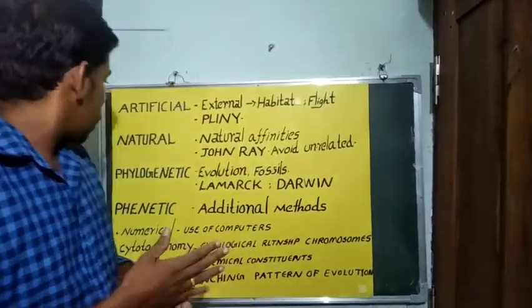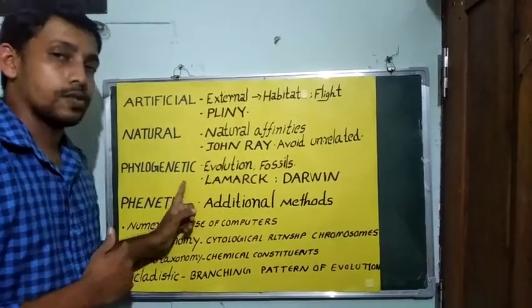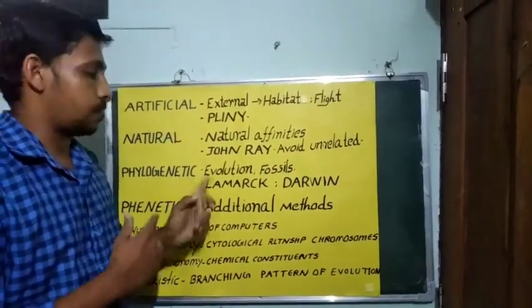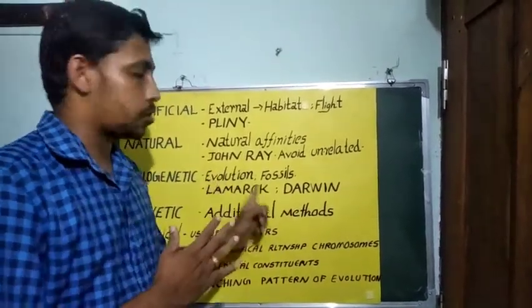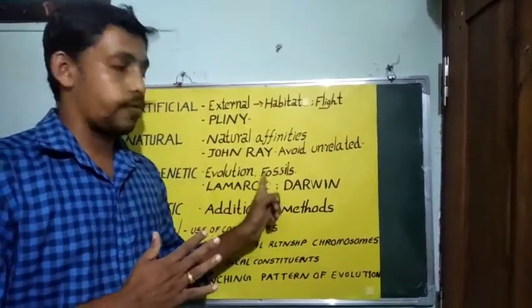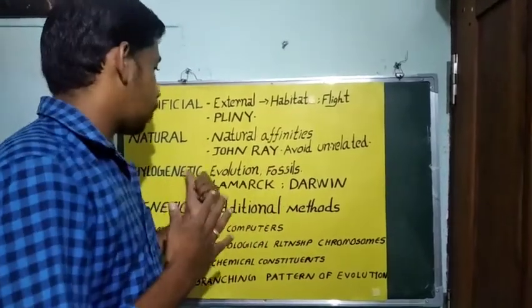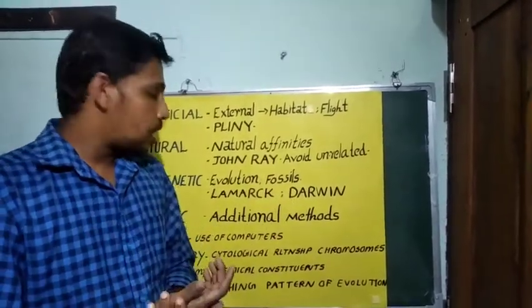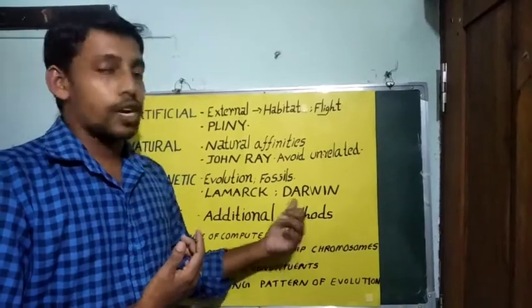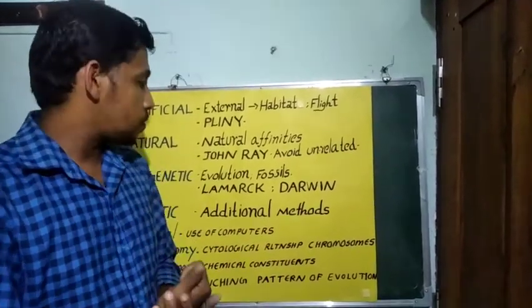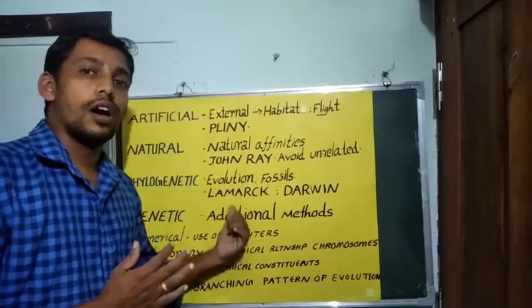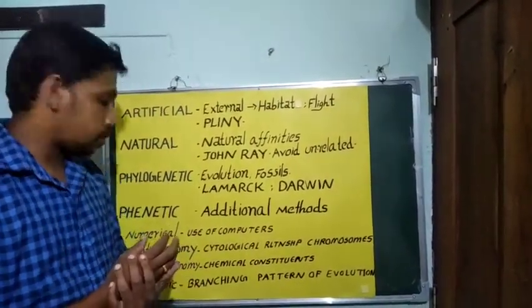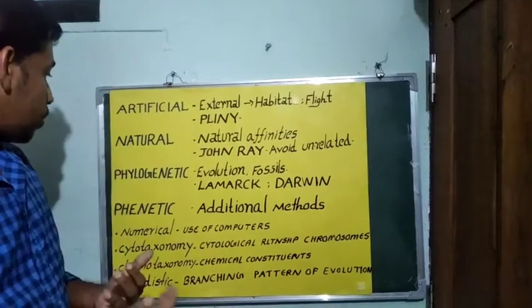Now we are moving to the next one, the phylogenetic classification. It is based on evolution. Fossils play a very important role in this type of phylogenetic classification. Lamarck and Charles Darwin are the two scientists associated with this type of classification.